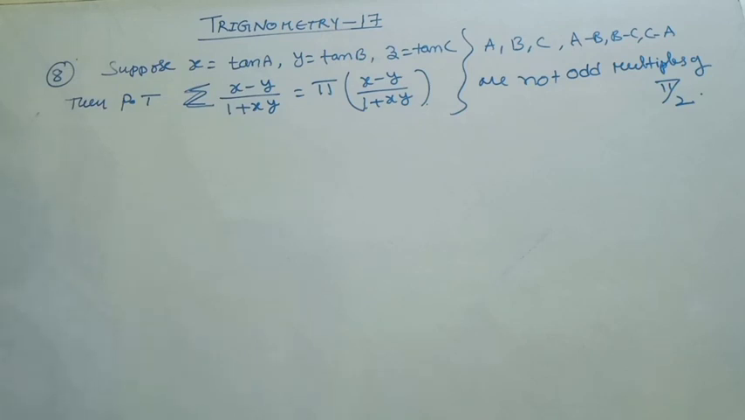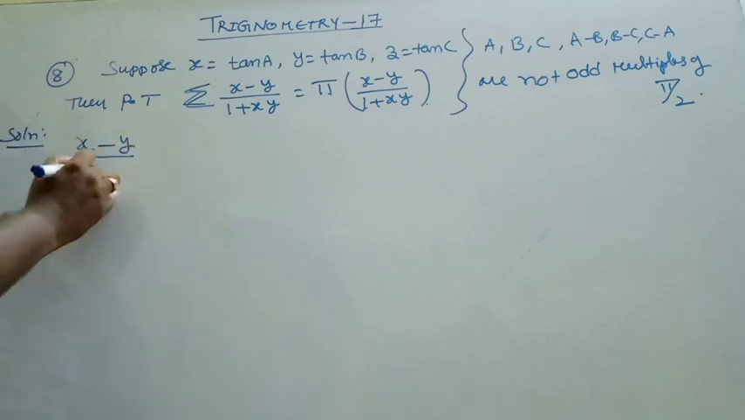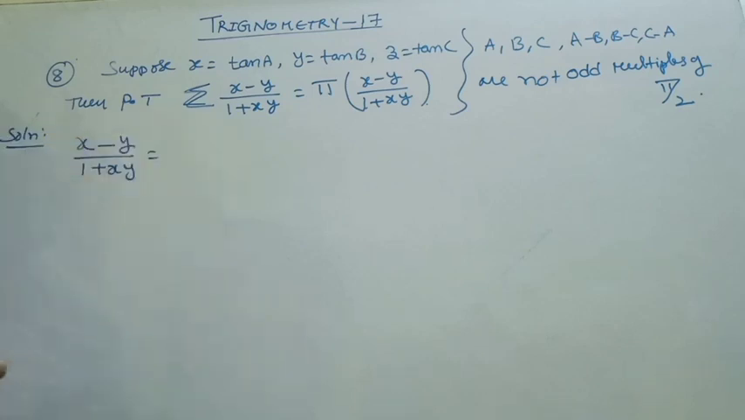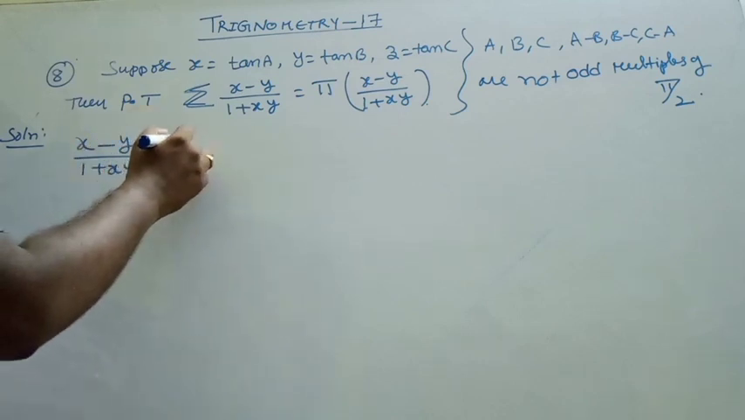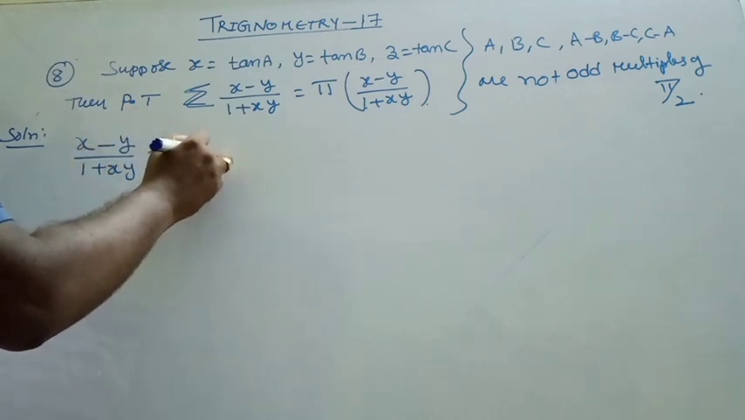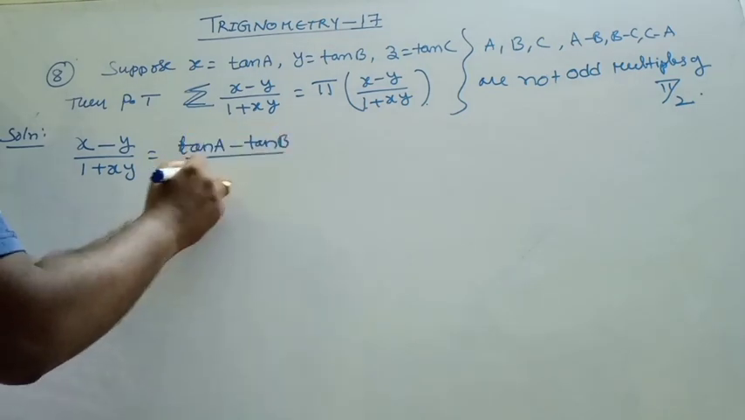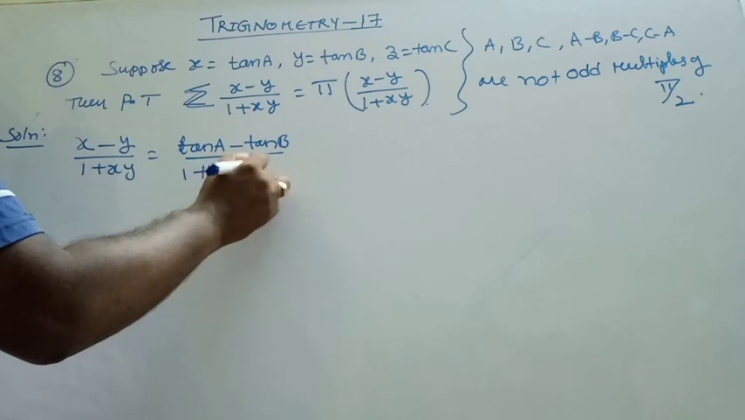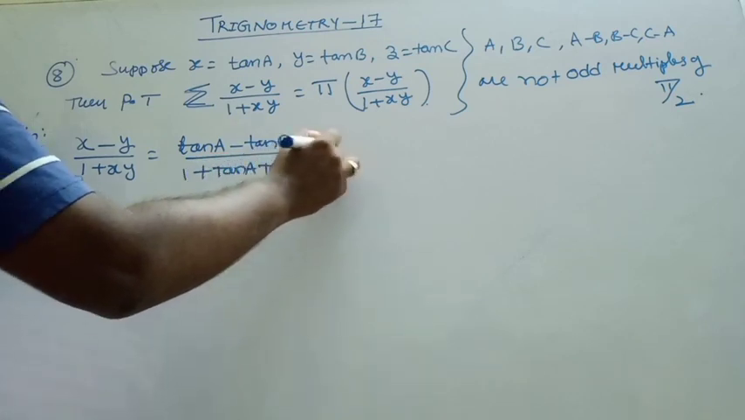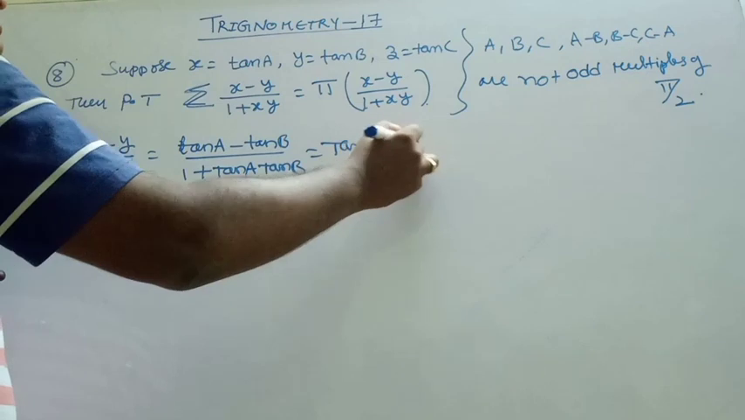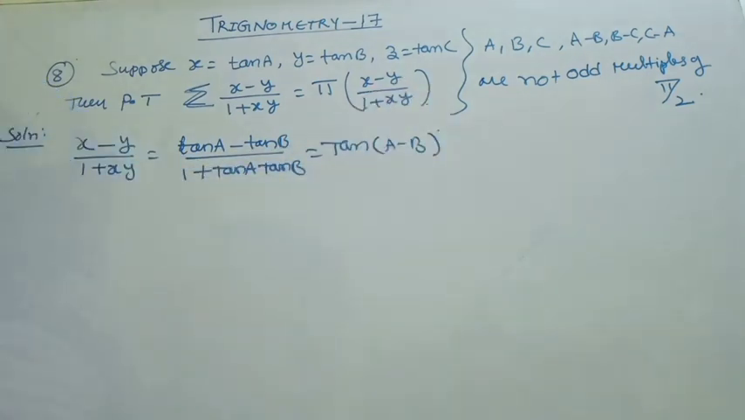Now how are we going to prove this? Please observe, my dear student. Here is the solution part. x minus y by 1 plus xy. What is this actually? x means tan A, so tan A minus tan B by 1 plus tan A tan B. This is nothing but tan of A minus B, right?